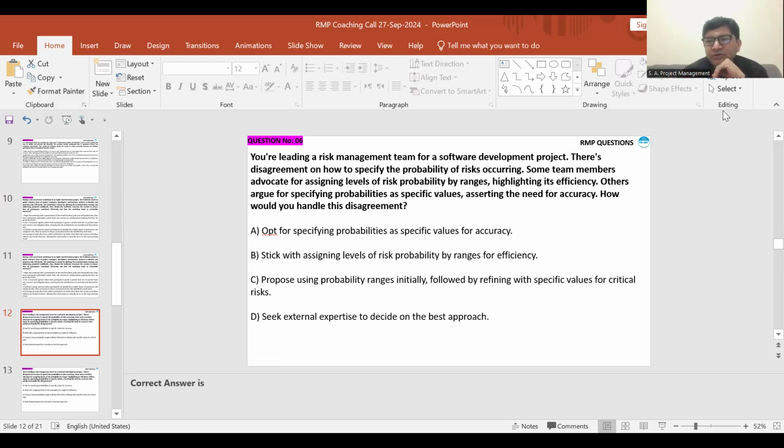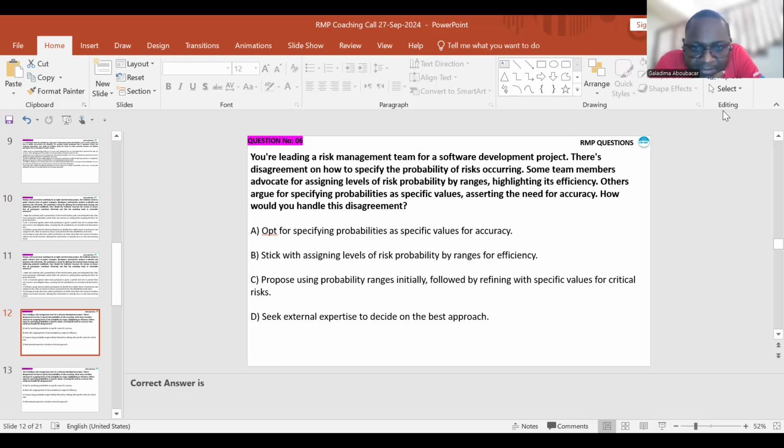What are we doing in the question? What is the question? There is a disagreement on how to specify the probability of risk occurring. Some team members advocate for assigning levels of risk probabilities by ranges, highlighting its efficiency. Others argue for specific probabilities as specific values, asserting the need for accuracy.